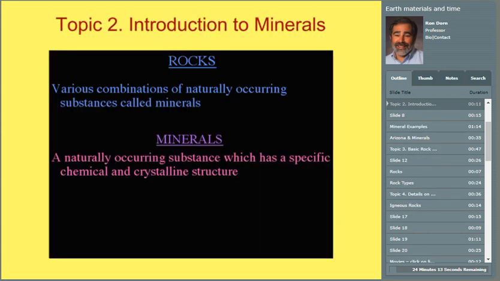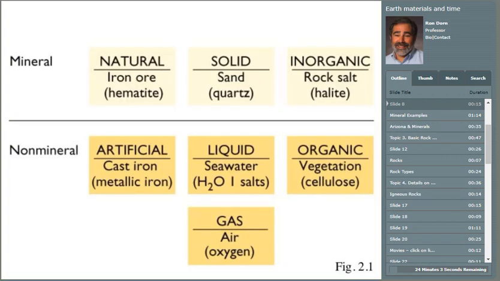Minerals are naturally occurring substances with a very specific chemical and crystalline structure, and rocks are when you combine a whole bunch of minerals all together. Sand, quartz, rock salt, halite, iron ore, hematite are all examples of minerals. In contrast, there are different materials that are not minerals, that do not have a regular crystalline structure.